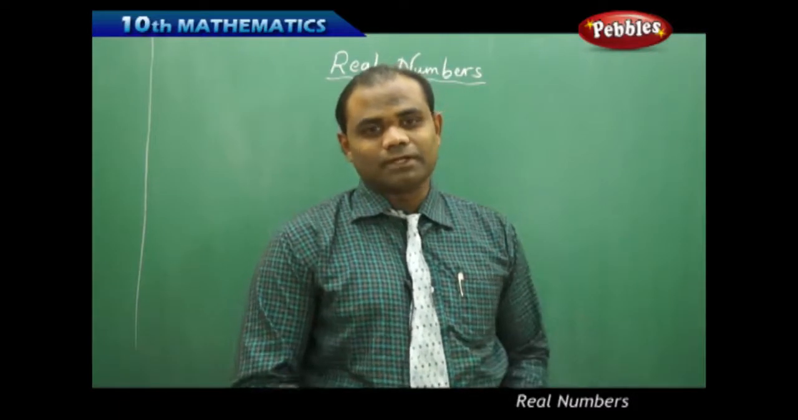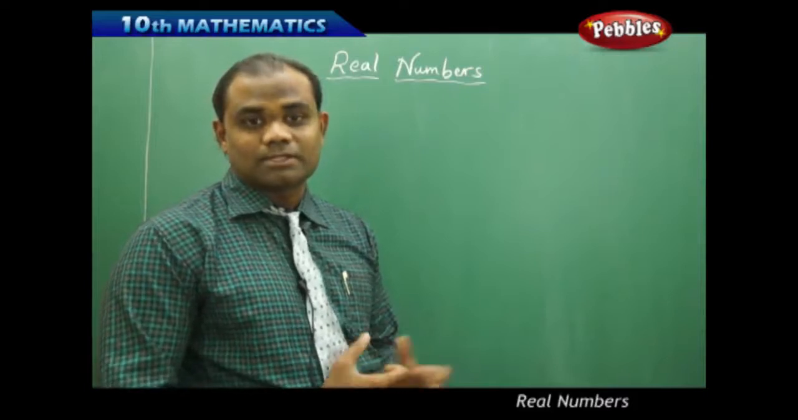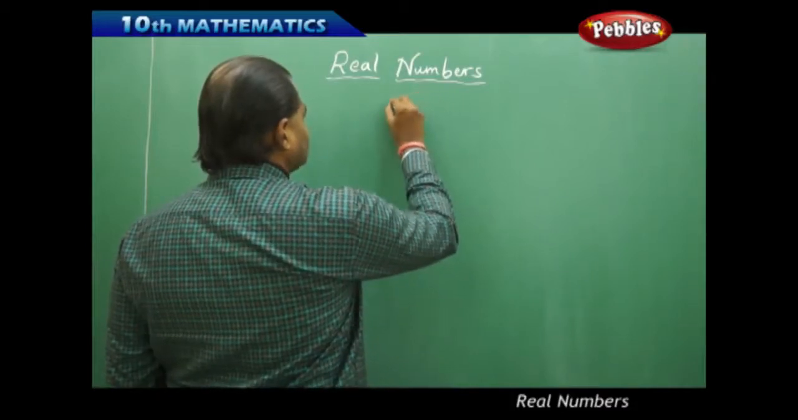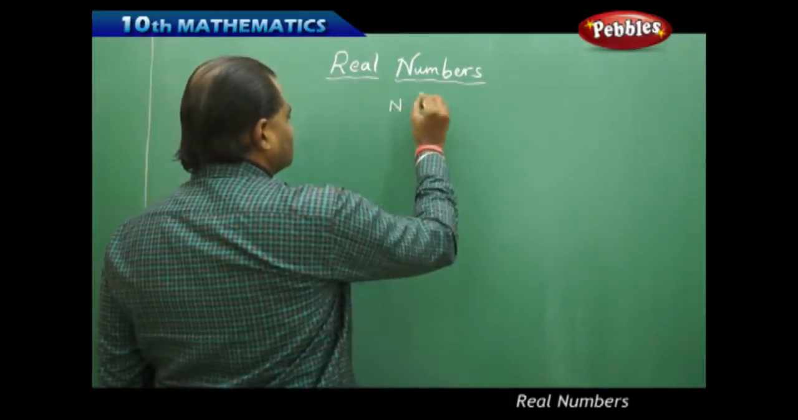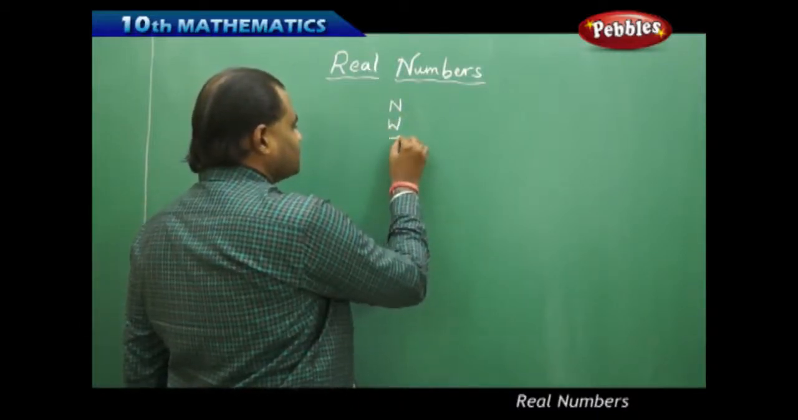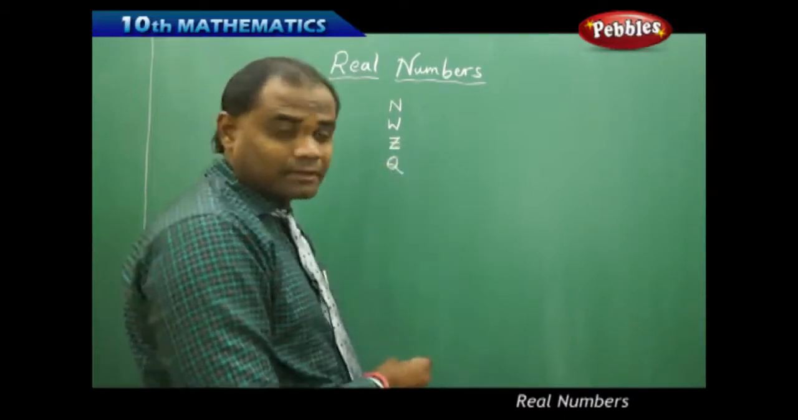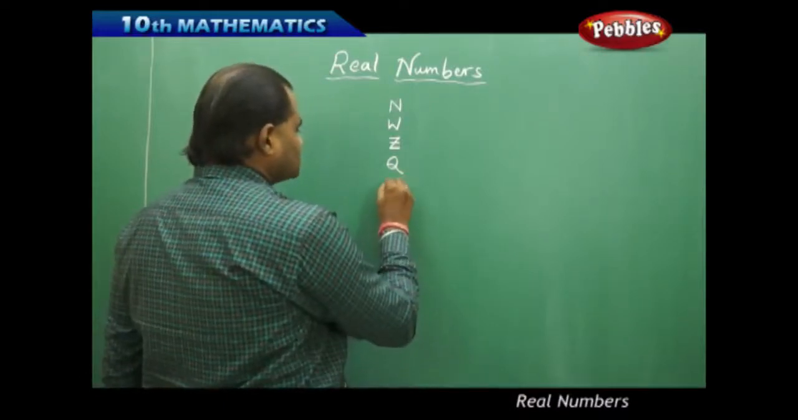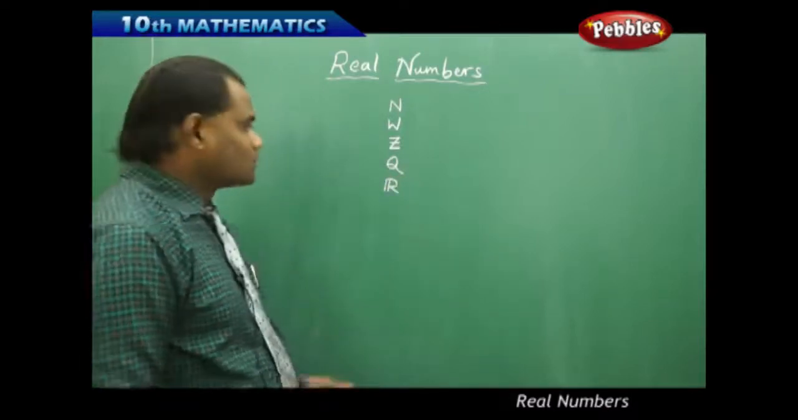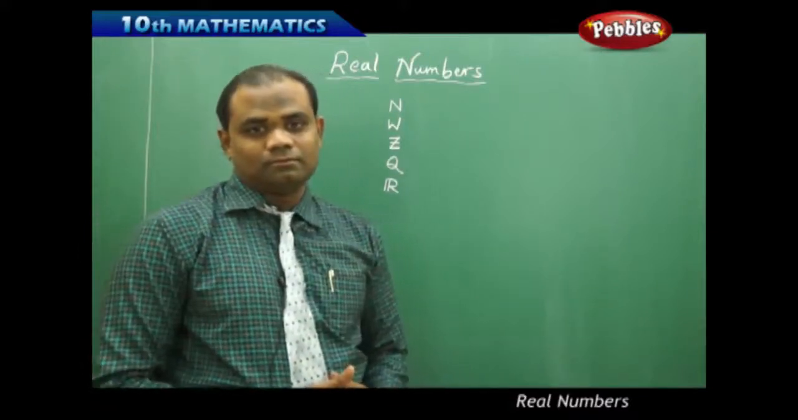Before we start with real numbers, let's start with a mapping diagram of what the different kinds of numbers are. For example, we know that we have natural numbers denoted by N, then we have whole numbers denoted by W, then we have the set of integers denoted by Z, and we have the set of rational numbers denoted by Q, and then finally the real numbers denoted by the symbol R, Roman R. So these are the different types of numbers which we are going to discuss in today's session, mostly about the real numbers.